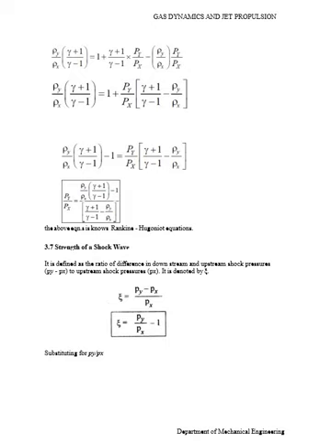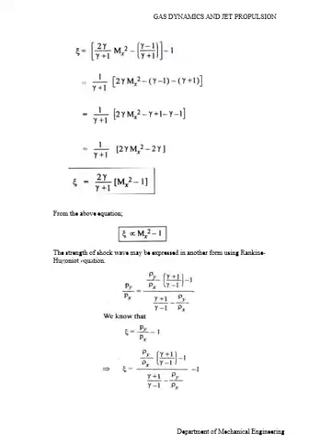And the next topic, strength of a shock wave. It is defined as the ratio of the difference in downstream and upstream shock pressure to the upstream shock pressure. It is denoted by eta. So eta equals Py minus Px divided by Px. This is the strength of the shock wave. Therefore, eta is directly proportional to Mx square minus 1, where Mx is the Mach number before the shock.